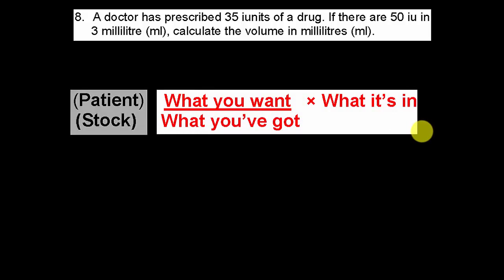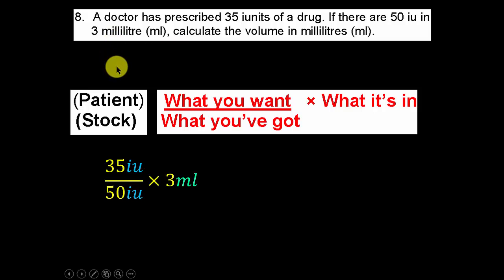And remember, we always think of the patient number first. Well, the patient number is the 35 IU, the stock number is the 50 IU, and what it's in is 3 milliliters. So let's apply that formula. We have 35 IU over 50 IU times 3 mil. Each time we have come across a liquid dose question, we have made sure that the units in the fraction are the same. And indeed they are the same on this occasion.